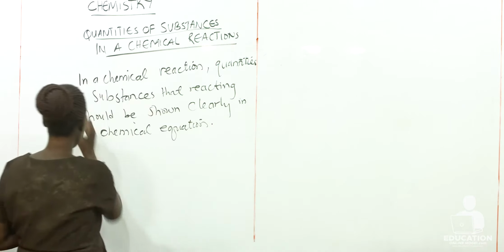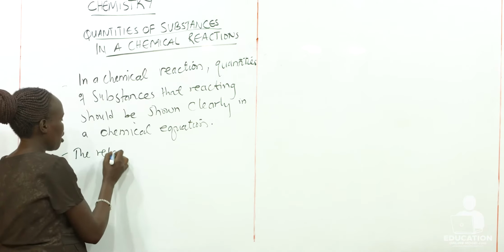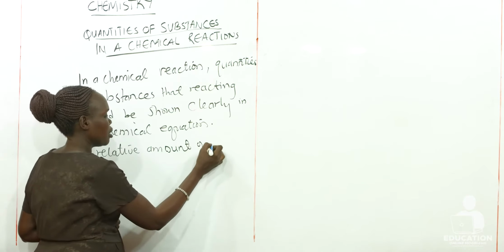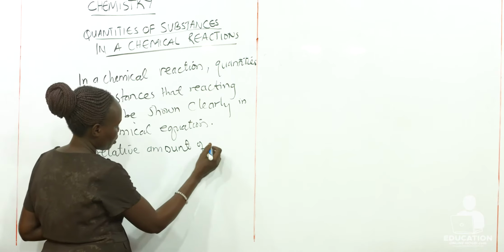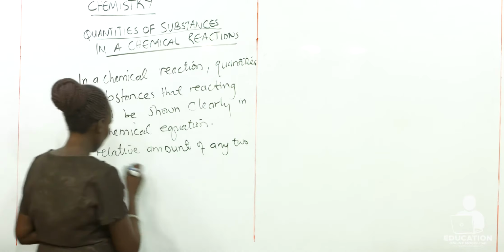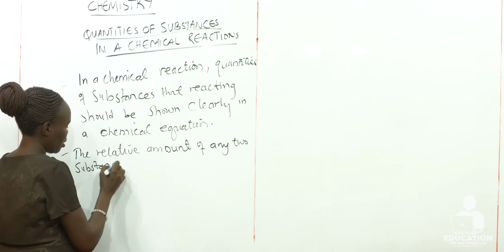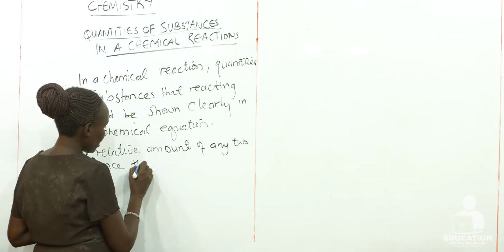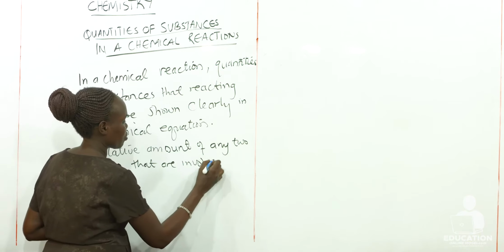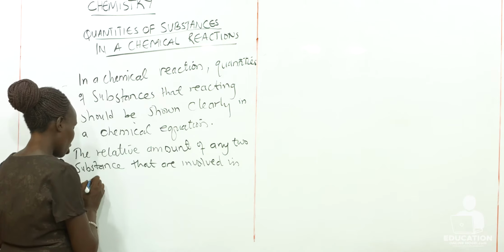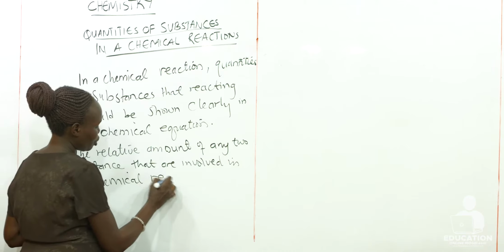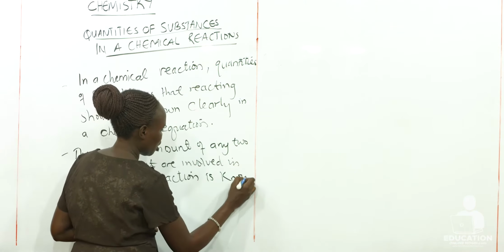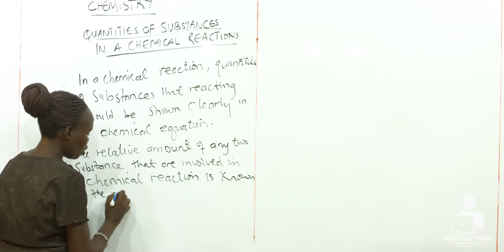So the relative amount of any two substances that are reacting, or that are involved in a chemical reaction, is known as the mole ratio.